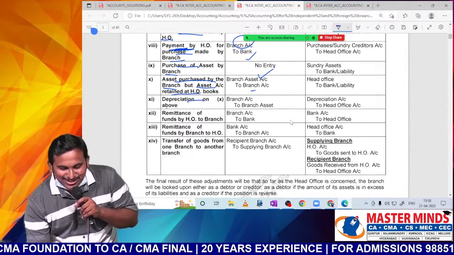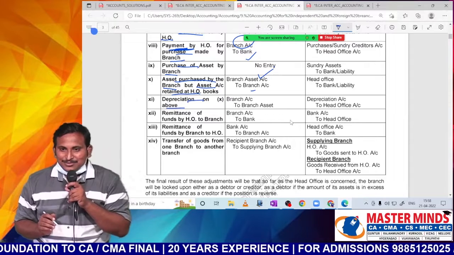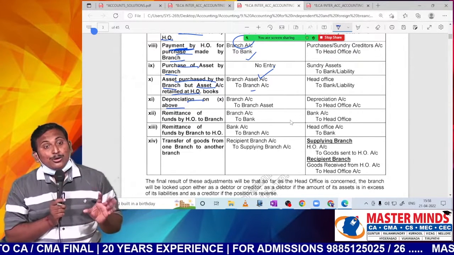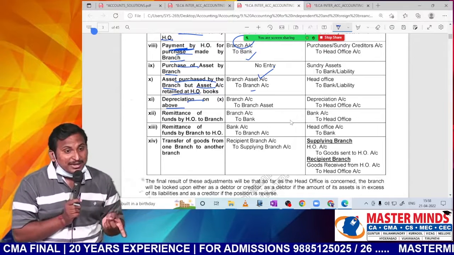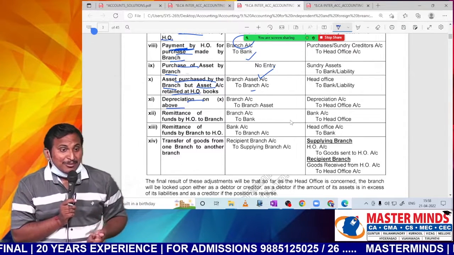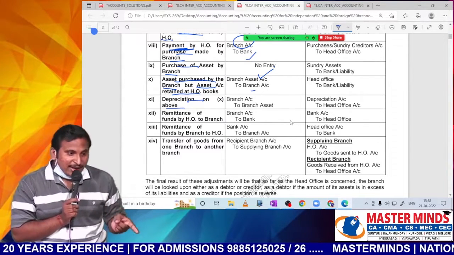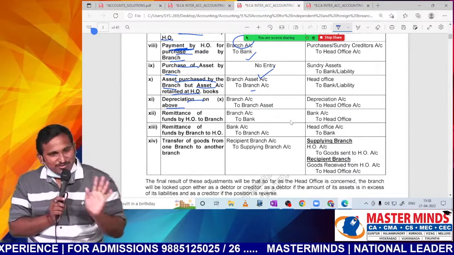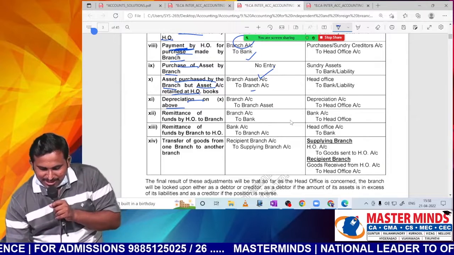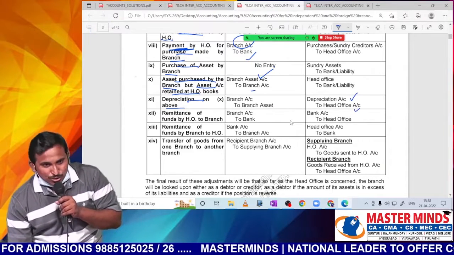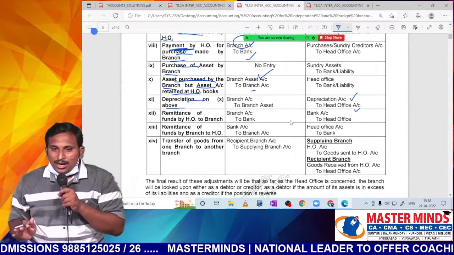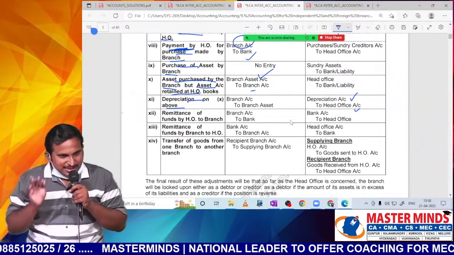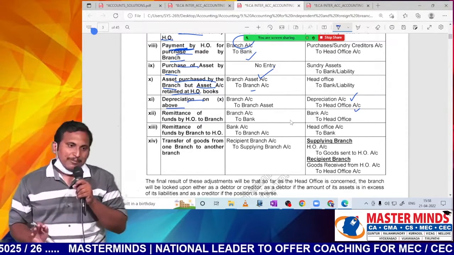Similarly, depreciation on the above. Please understand, depreciation usually is an expenditure, sir. For control purposes, the asset account will sometimes be maintained in head office. That doesn't mean the expenditure should also be booked by head office. Expenditure will be booked by branch only. This is one specific point you should remember. So depreciation has to be recorded in branch only, whether head office directly purchased it or the branch purchased it.